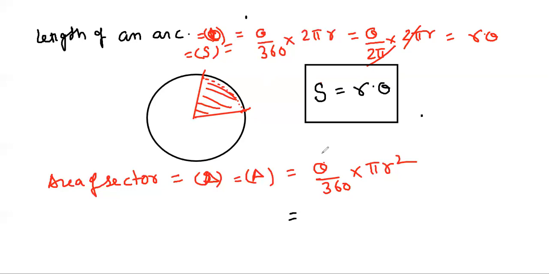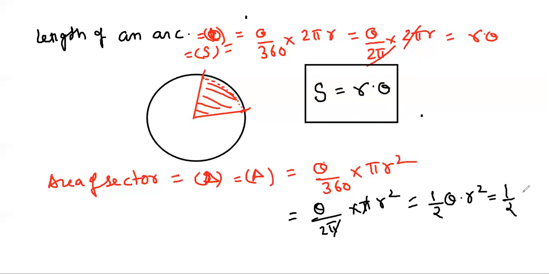Now see, here theta will remain theta. This becomes 2 pi. Here we have pi and r square. Now there is only one scope to cancel this pi. What is remaining with me? Theta upon 2, which means 1 upon 2 into theta into r square, which can be written as half r square theta. Got it? Now this is the formula for area of sector. Area of sector can be written as half r square theta.